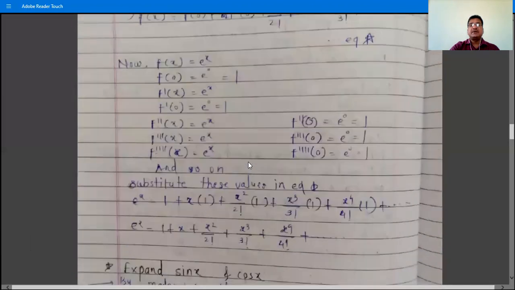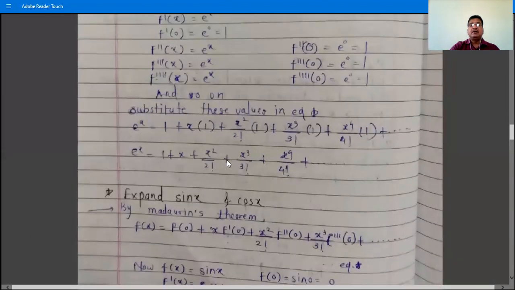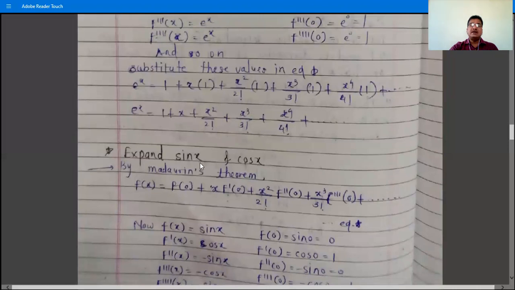This is the standard power series expansion of e raised to x, or it's called Taylor series expansion, or it's called Maclaurin series expansion, Maclaurin's expansion. So next is expand sin x, or obtain the Maclaurin's expansion of sin x, or obtain the power series expansion of sin x and cos x.